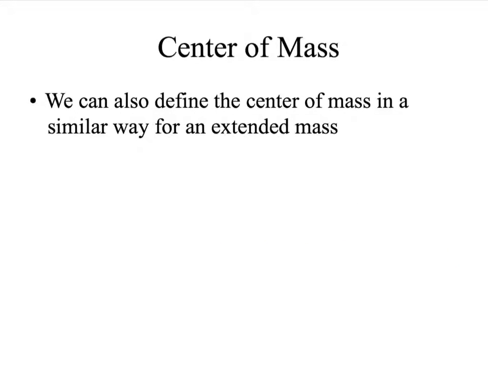If we wanted to talk about it in terms of x and y coordinates, of course, the x center of mass would be the summation of the x coordinate times the mass divided by the total mass. And the y center of mass as well would be the weighted average, but weighted by the y coordinate.